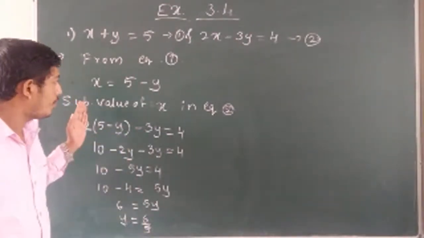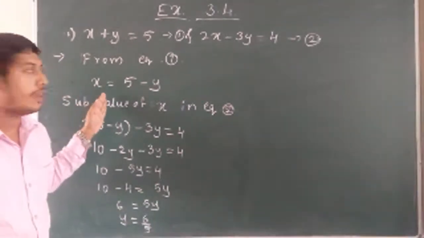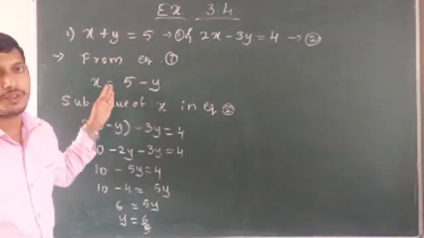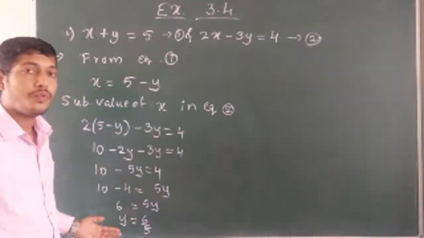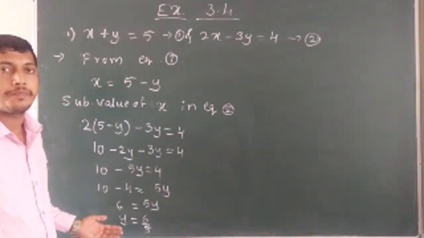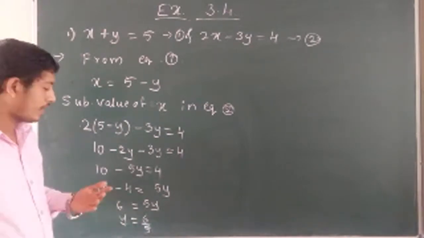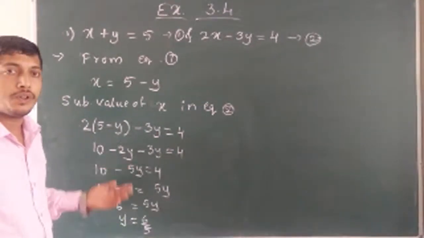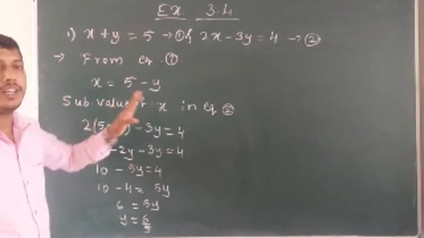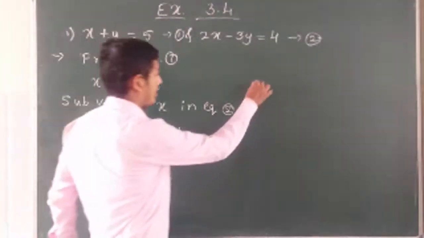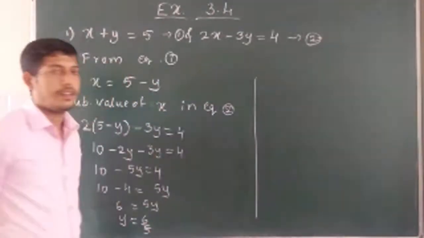Okay. So what we have to do, we have to consider a value of x or y from equation 1 and we have to substitute that in equation 2. Then we will get the value of y as 6 by 5. So how many of you got the correct answer? If you got the correct answer, then substitute this value of y in either equation 1 or 2 and comment with the answer of x first.